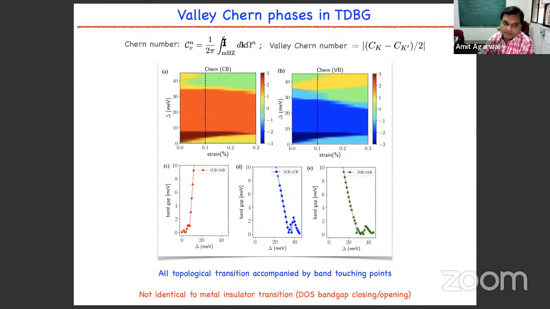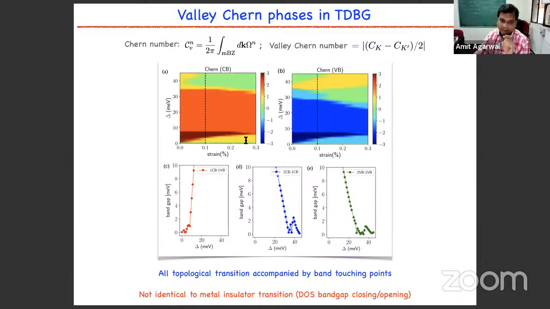So Chern number you define by doing a Brillouin zone integration of the Berry curvature for a given band. So it is band specific. And valley Chern number, you calculate for one valley, you calculate for the other valley, and you take the difference, divided by 2 and the mod of the difference. So that's the valley Chern number.